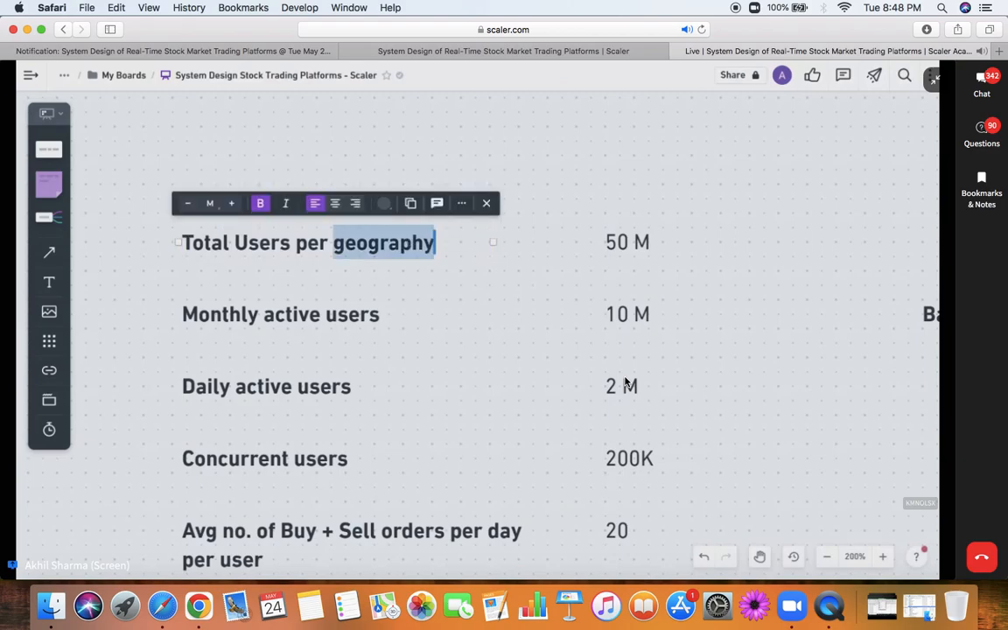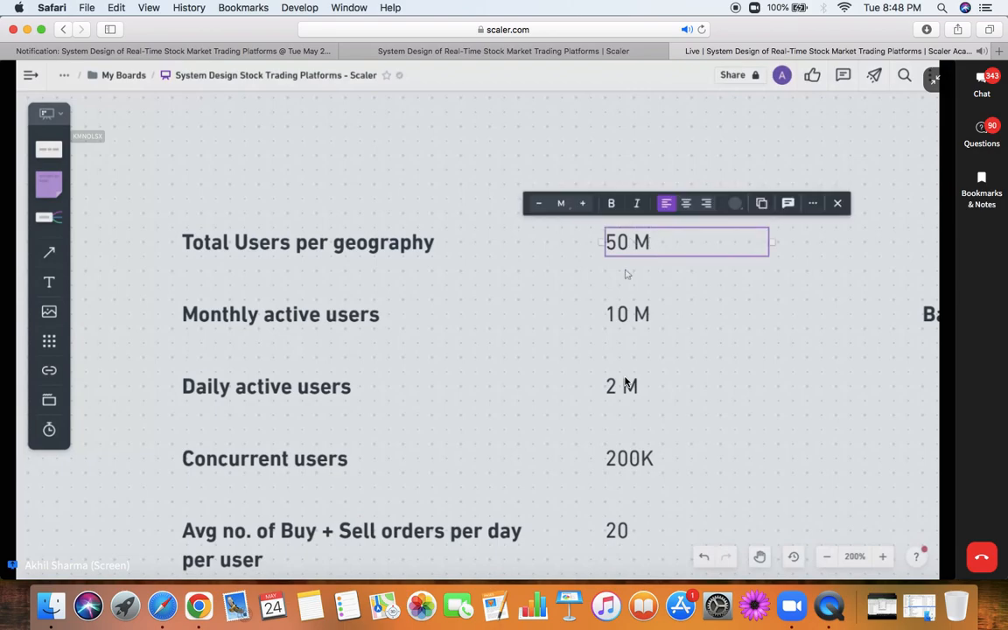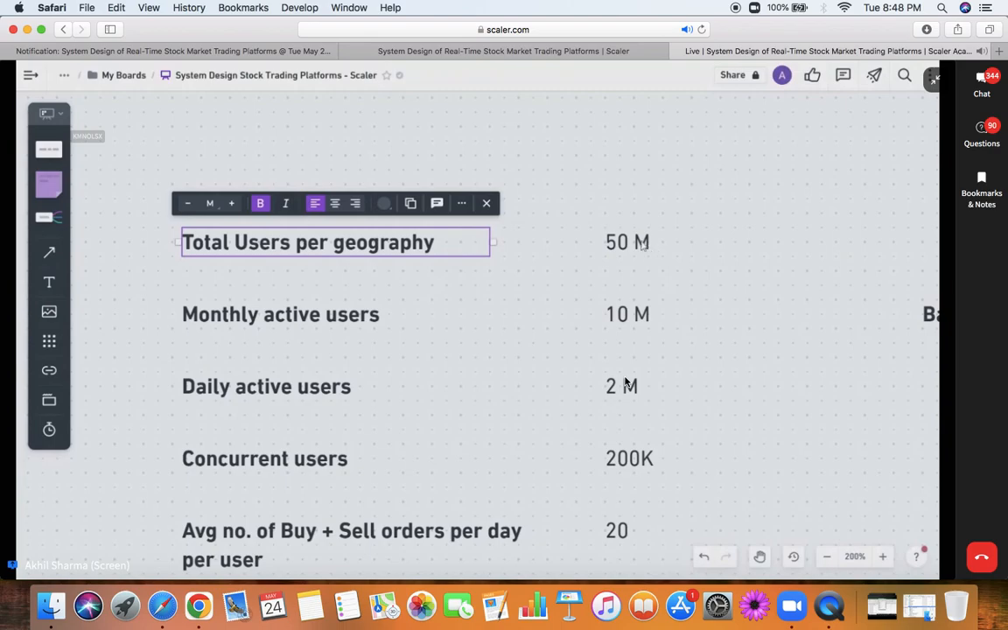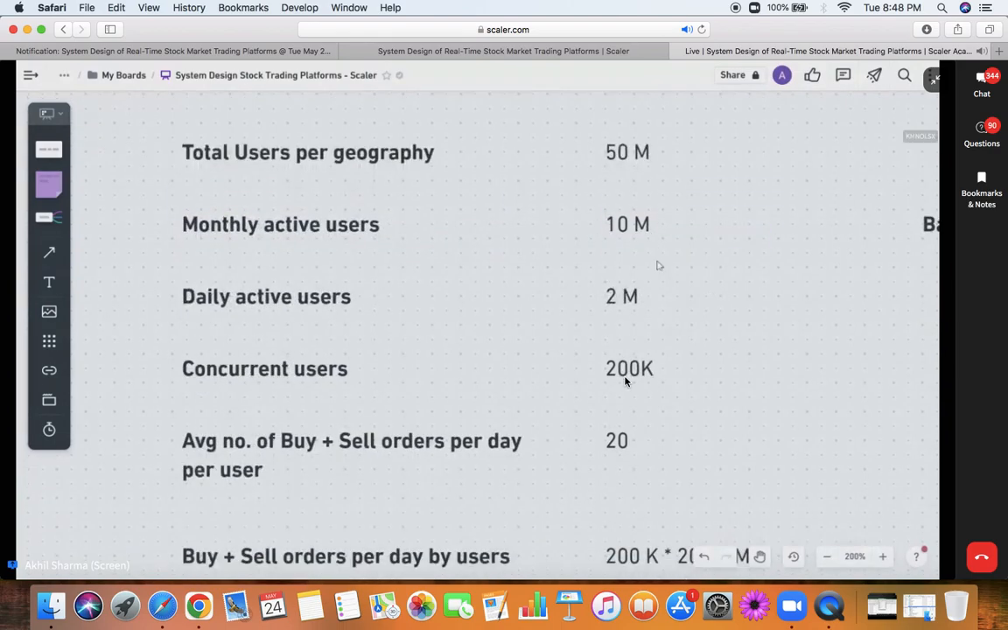Per geography, and by geography I mean per country. Let's say in India there are 50 million users, in the US there could be 50 million users. I'm assuming that per geography, like India or maybe Asia, however you want to categorize it, we'll have 50 million users. You don't have to say per geography; you could say total users on the entire platform is 50 million. But to add a little more dimension, I've said per geography, because in my case I'm going to have geography-wise replication of the entire infrastructure. That's completely optional.